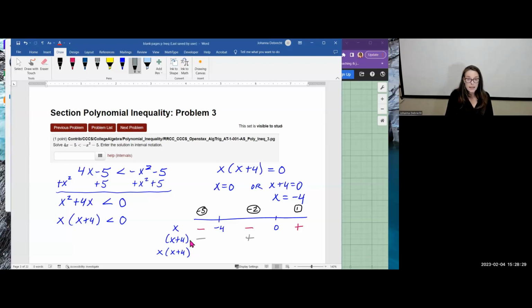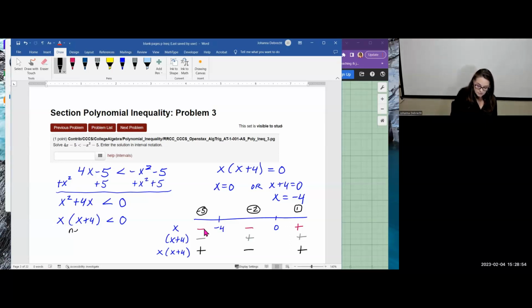And then I'm going to take the last test factor and plug it in, and it's still a plus. Now I want to combine these signs together. So what I've got here is a negative times a negative, which comes up positive. And then I've got a negative times a positive, which comes up negative, and a positive times a positive, which comes up positive.